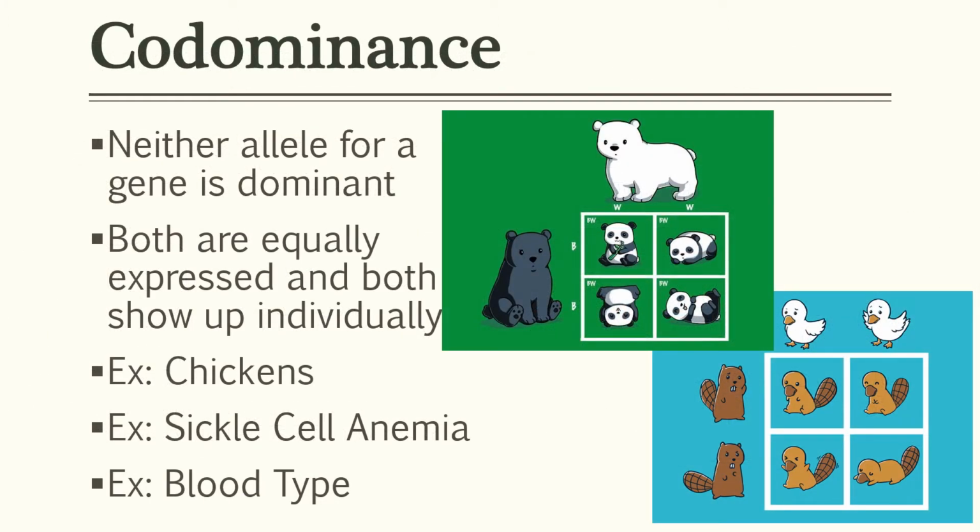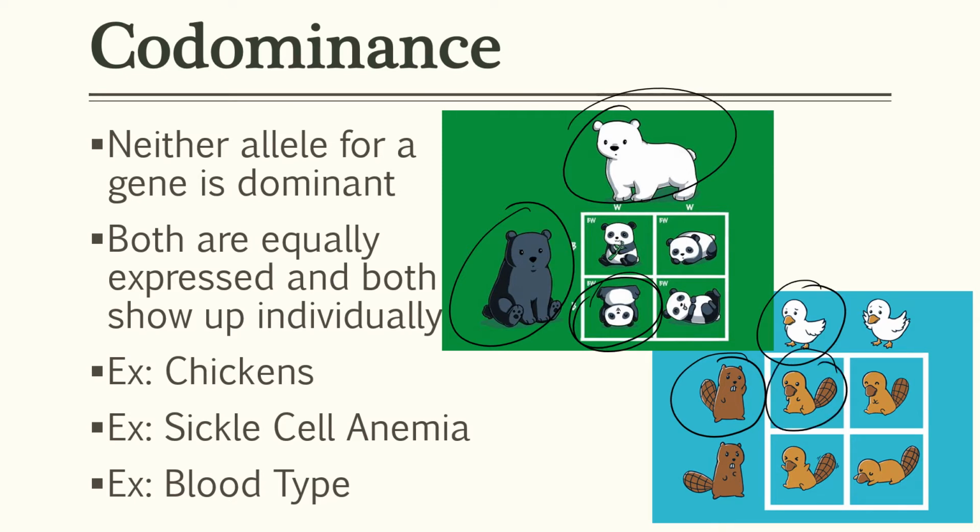The next particular inheritance pattern that we're going to learn about is codominance. This is where neither allele for the gene is dominant. Both are equally expressed and both show up. So I'm not going to see a blend, I'm going to see both of the dominant alleles. So just some silly examples. This is not how it works in real life. Crossing the black bear with the white bear would end up with black and white bears. Crossing a beaver with a duck gets you a platypus. Not in real life, as I said, but it's funny to joke.